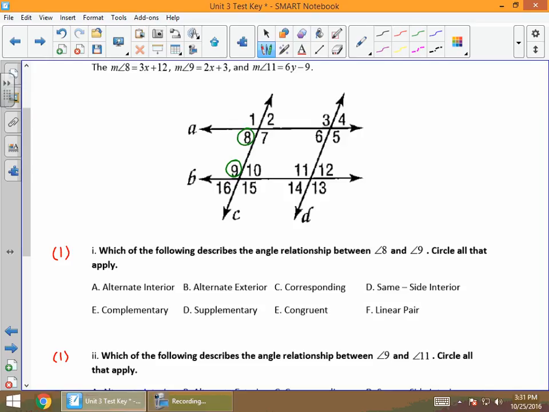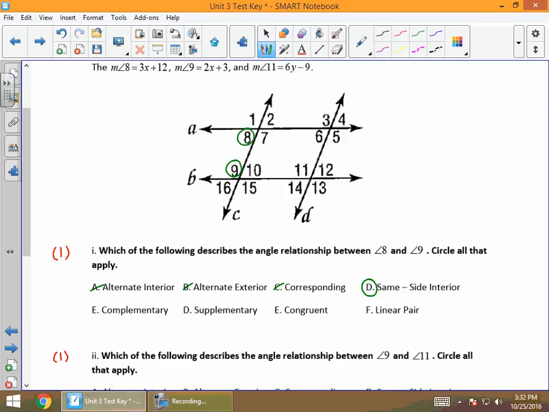Alternate interior. No, they're on the same side of the transversal, so they are not alternate anything. So B, I can throw out that alternate. Corresponding: same side of the transversal, both above or below the line. Those are both interior angles, so they are not corresponding. These are same side interior angles. So D needs to be circled.